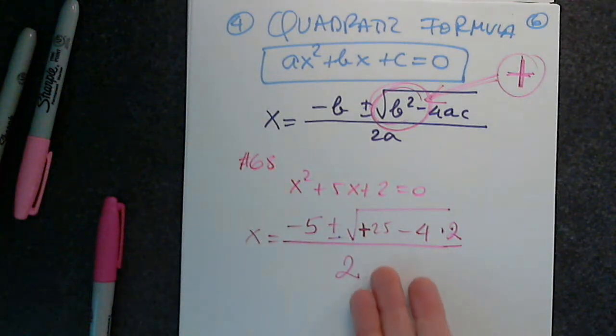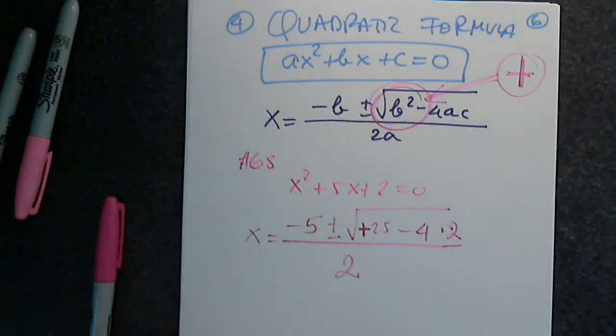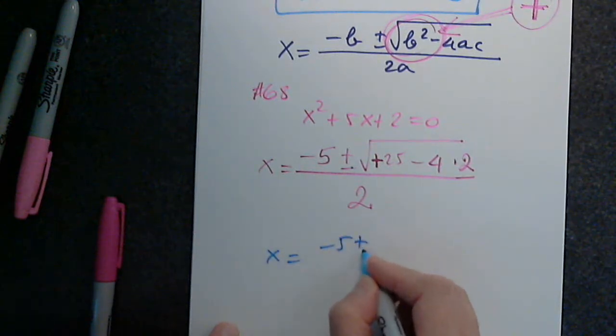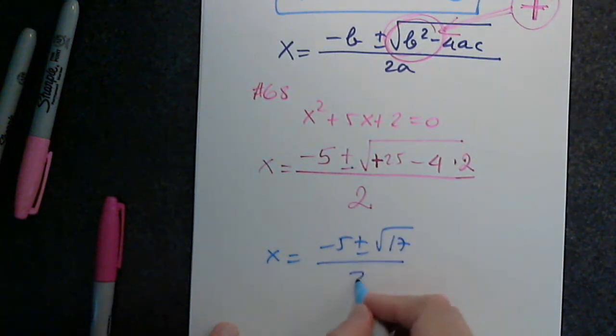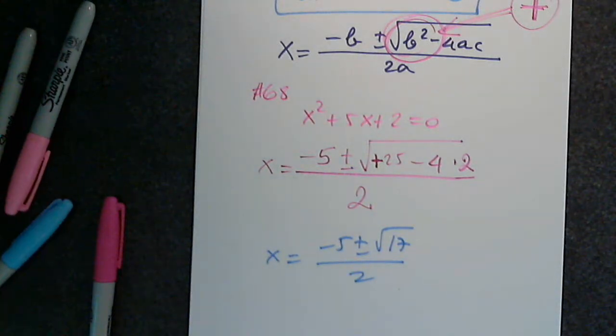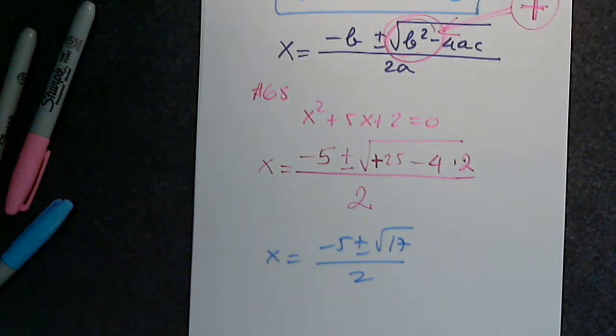So under the square root, I have 25 minus 8, which is 17. Negative 5 plus or minus the square root of 17 divided by 2. There is no point in simplifying this. Don't waste your time. But I want to show you how to use the graphing calculator, and I always forget.